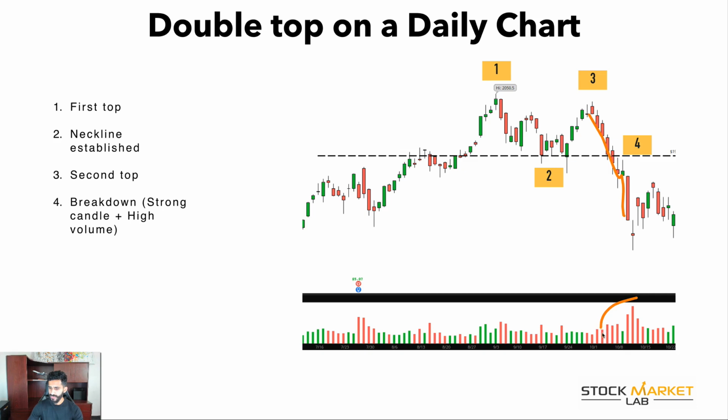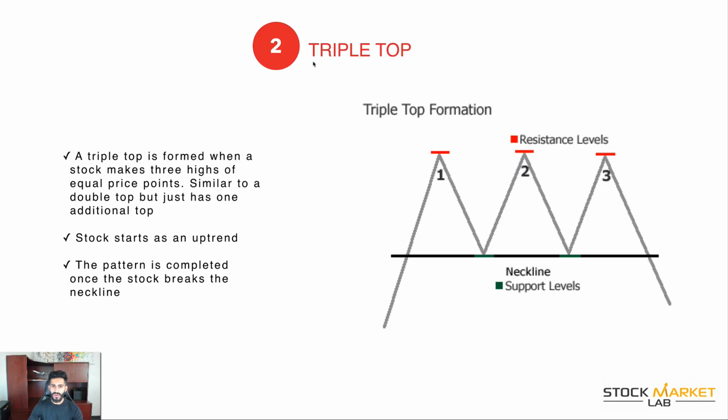And look at the volume. Volume is surging, showcasing aggressive selling. So that's a strong move down. Once again, this is a double top. Now moving on from a double top, the next thing we have is something called a triple top. Now a triple top is formed when a stock makes 3 highs of equal price points. Similar to a double top, but just has one additional top. So a double top looks something like this, right?